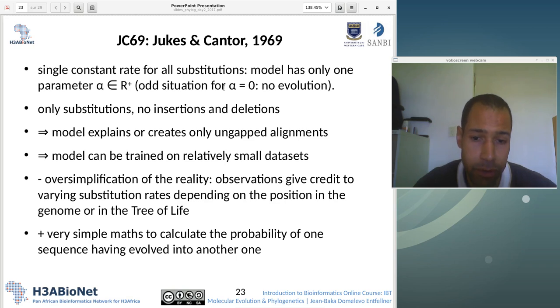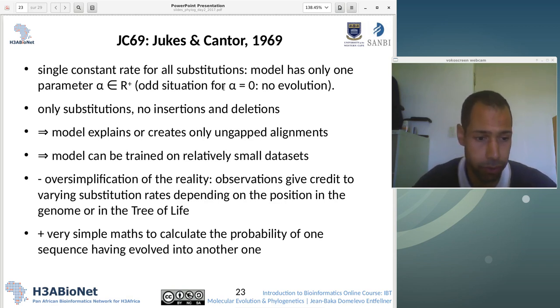So the model explains or creates only ungapped alignments, and since this model has only one parameter, it can be trained on relatively small data sets. I haven't mentioned this, but the complexity of a model is directly proportional, in a way, to its number of parameters. And the more complex your model, the more data you need to train it so that it's an accurate model. Here, because there is only one parameter, it's the model of choice, especially when you have a very scarce amount of data.